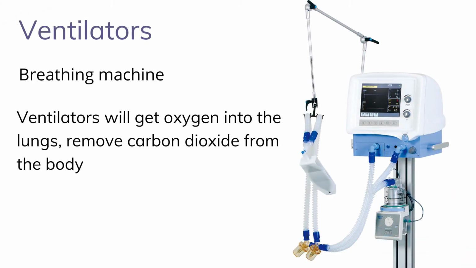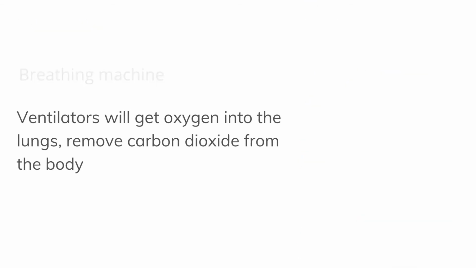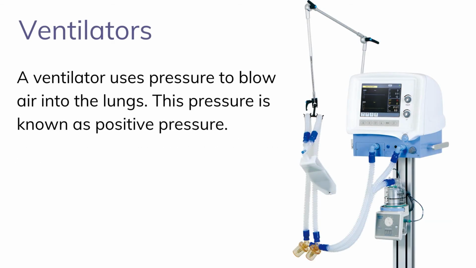A ventilator is a machine that supports breathing. It's also called a breathing machine or respirator. A ventilator will get oxygen into the lungs, remove carbon dioxide from the body, help the patient breathe easier, and breathe for people who have lost their ability to breathe on their own. A ventilator uses pressure to blow air into the lungs. The pressure is known as positive pressure. A patient usually exhales the air on their own, but sometimes the ventilator does it for them too.